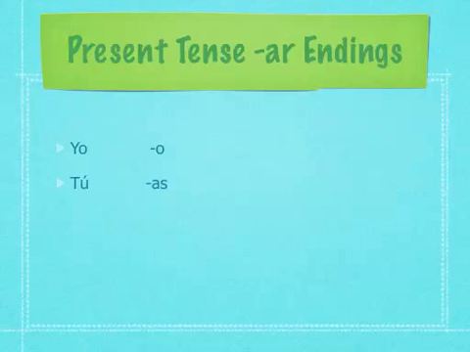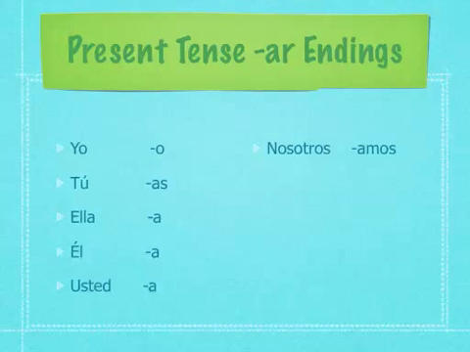For tú, we have the AS ending. Ella, él, and usted all end in A. So our verbs for él, ella, and usted are all going to end in A. We usually group these together. Nosotros would end in amos.